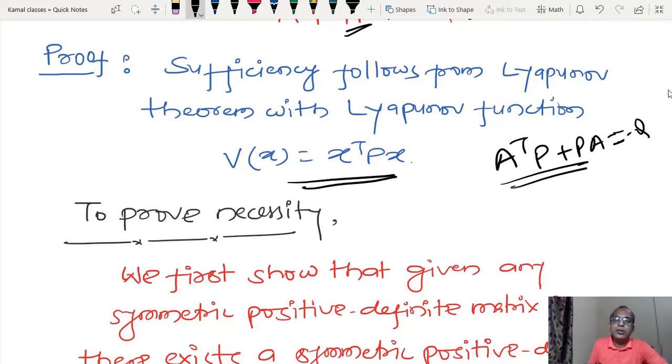then obviously x equal to 0 is asymptotically stable. Now I have to prove the necessary condition of this particular theorem.